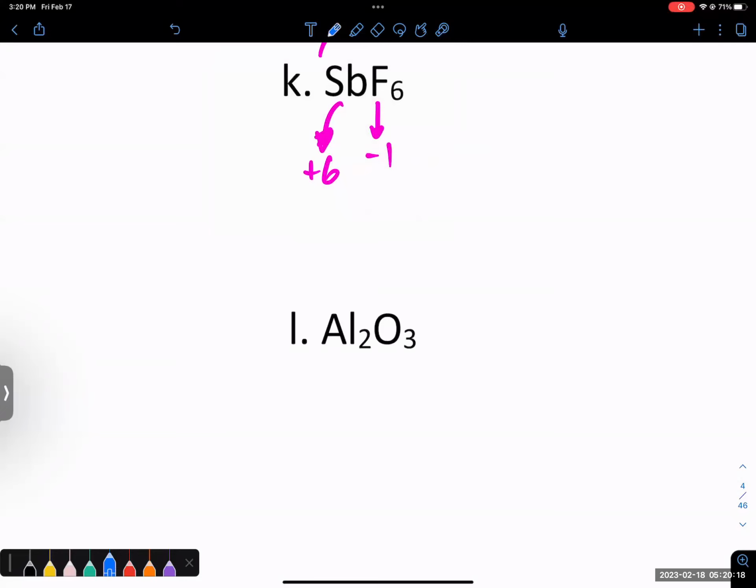James, what are we thinking for L? Aluminum oxide, right, that's the name. What about our oxidation states? So oxygen is still 2-, right? Yep. And then aluminum is +3, because there is a total of 2 of them, so you have to divide by 2.